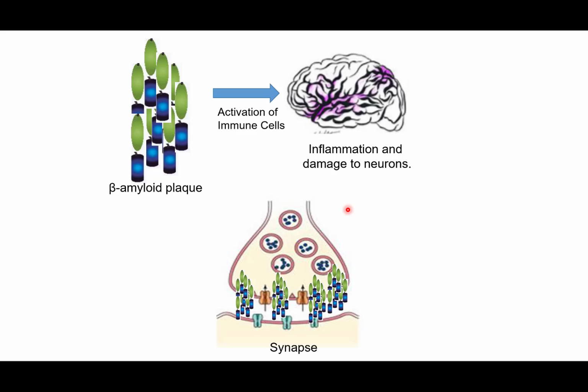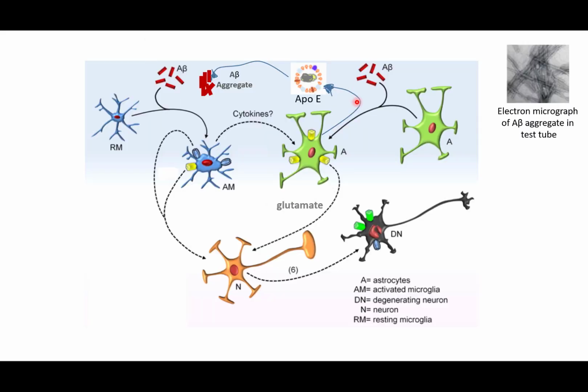Now let's look at how a plaque can lead to the death of a neuron. Not just from inflammation, but a direct death of a neuron, and this has to do with something that happens indirectly. It's an indirect outcome that leads to the death of a neuron. So pay attention here. Now you have your immune cells that I mentioned, they become activated to get rid of this amyloid beta aggregate. So you have a resting microglia, which then becomes activated. So AM is activated microglia.